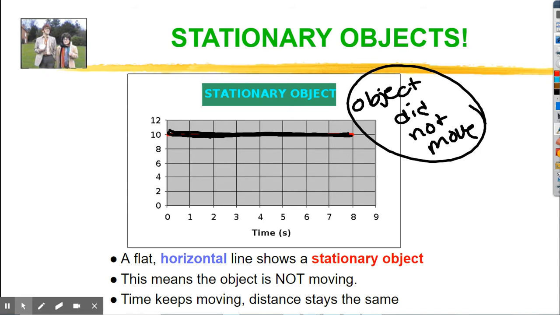So this means the object is not moving, and time keeps moving, but the distance stays the same. And we can see that here. Our distance, all these are distance, is 10. And from 0 seconds to 9 seconds, my distance did not change. It stayed at 10 meters. So that means the object did not move.